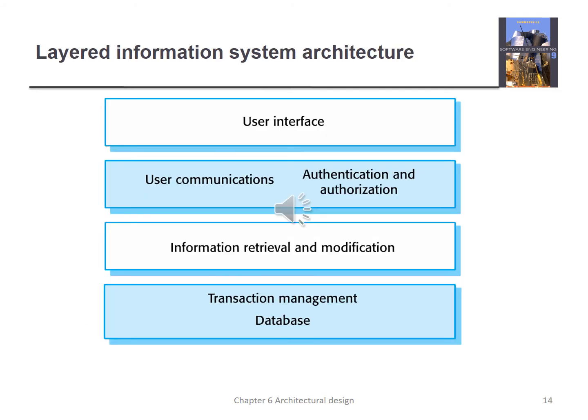Well, we represent the ATM, or that information system, in this architecture. It's like in layers. The first layer, at the top, is the user interface, which is like the view, the input and output. Then underneath it, user communication, authentication, and authorization. It's like security, to find out if this person is authorized to perform that transaction. Underneath it, information retrieval and modification.